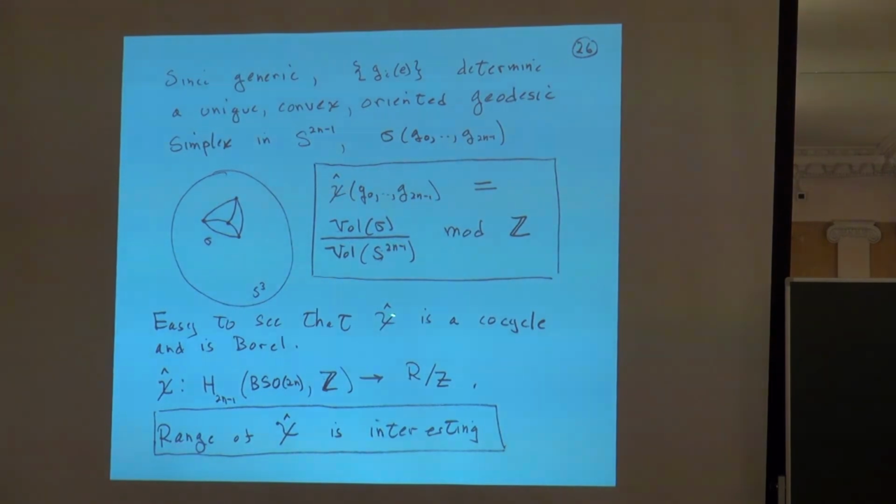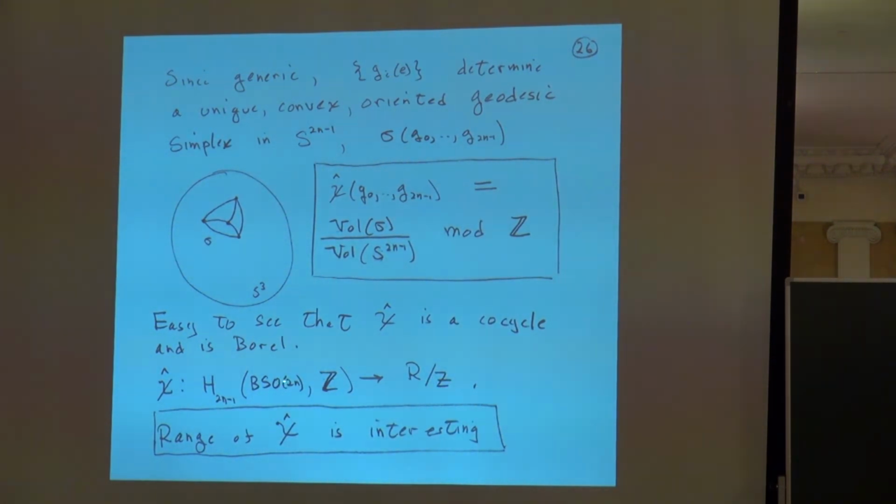Now it's quite easy to see that this is a cocycle, and it's a Borel cocycle. It's defined in all these things. So Borel means that this has to be defined almost everywhere? Almost everywhere, yeah. Basically, almost everywhere. So k hat maps the homology, the 2n minus 1 dimensional homology, into the circle.